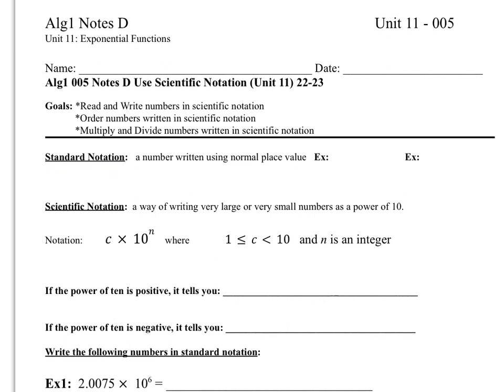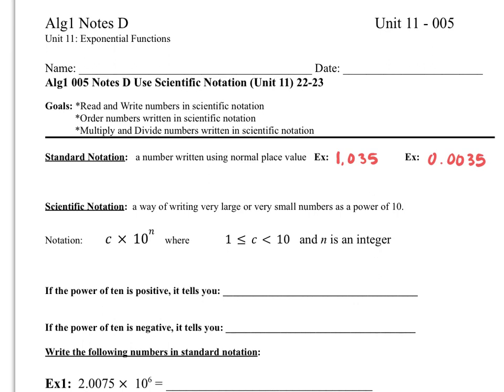Standard notation, think about that as just normal. It's a number written using normal place value. So like 1035, I would write it like that, or maybe 0.0035, which is 35 tenths, hundredths, thousandths, 10,000ths. So I can write numbers in normal notation.